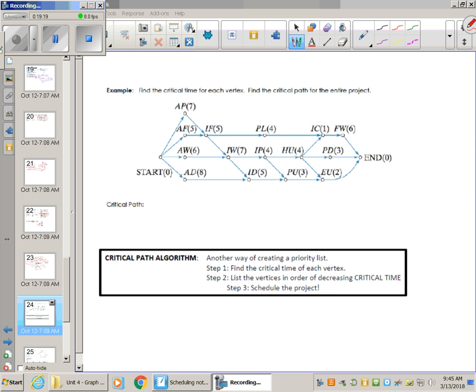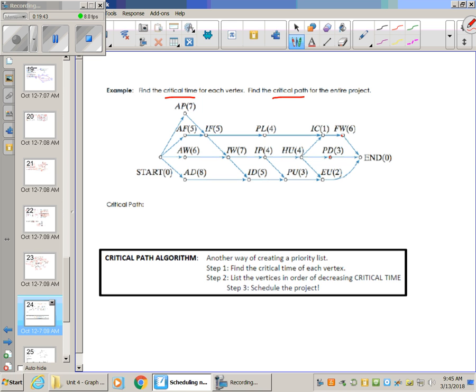Let's try another example. Follow along with this one as we go through it. Maybe try it on your own. We're going to identify the critical time of each vertex, and then find the critical path for the entire project, just like we did previously, using the backflow algorithm. Press pause if you need to keep up with me as I go. I'm going through this one a little bit quicker.